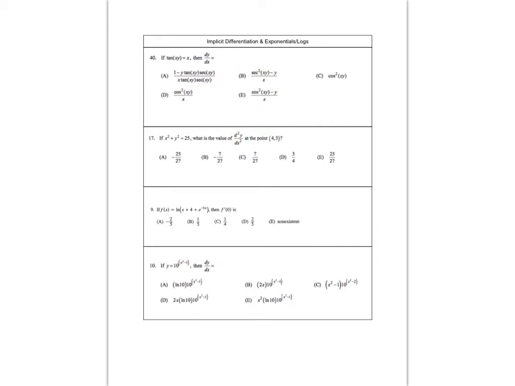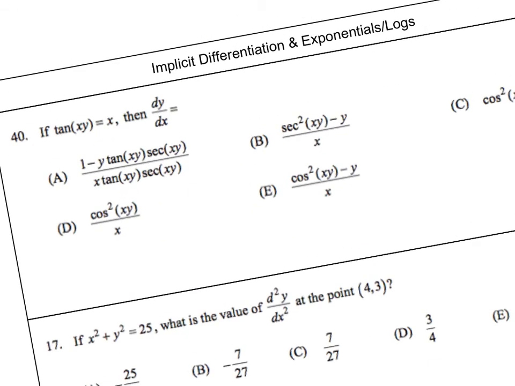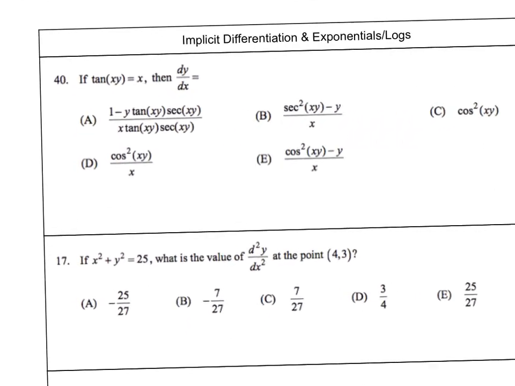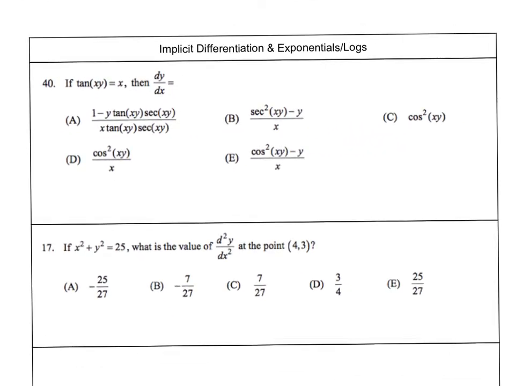We've also got some implicit differentiation in exponentials and logs. Let's start off with number 40 for some reason, which is the tangent of xy is equal to x. And when I go and take the derivative of this, I know the derivative of tangent is going to be secant squared of xy. And then that's going to be multiplied by the derivative of xy. This is going to be so lovely in just a minute. And the derivative of x is just 1.